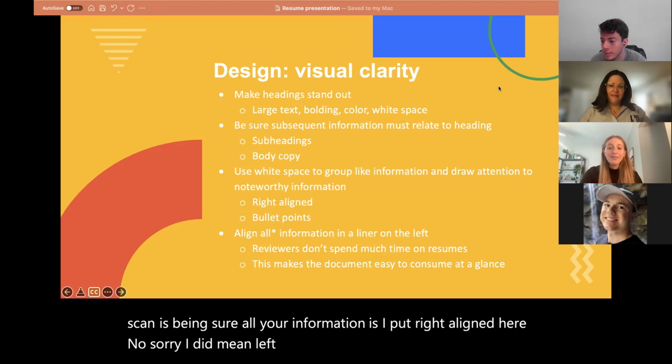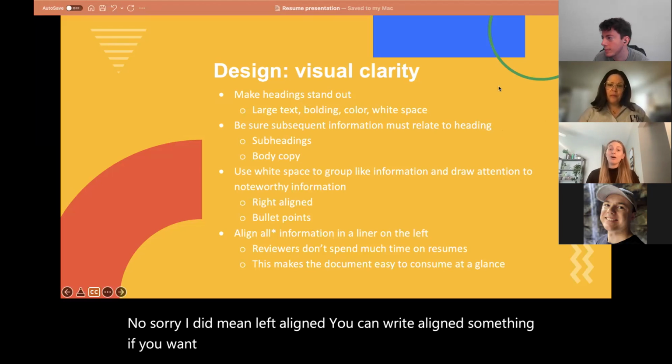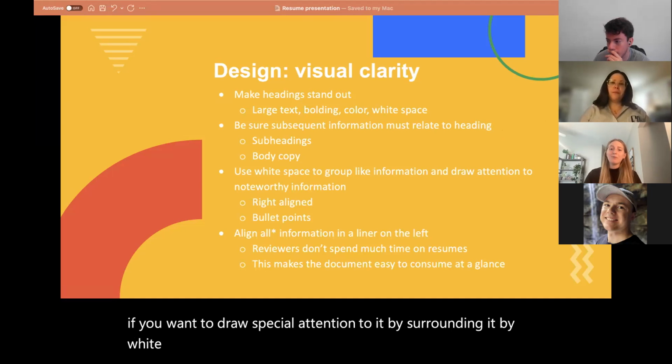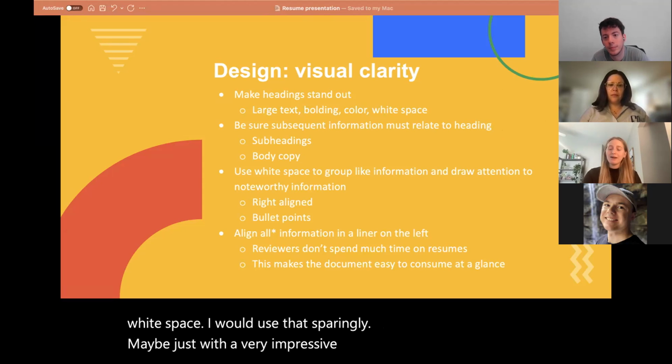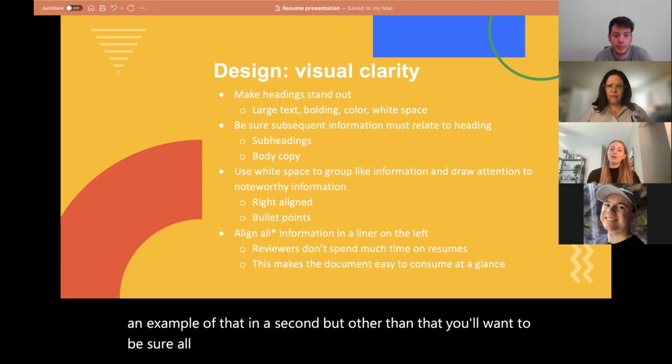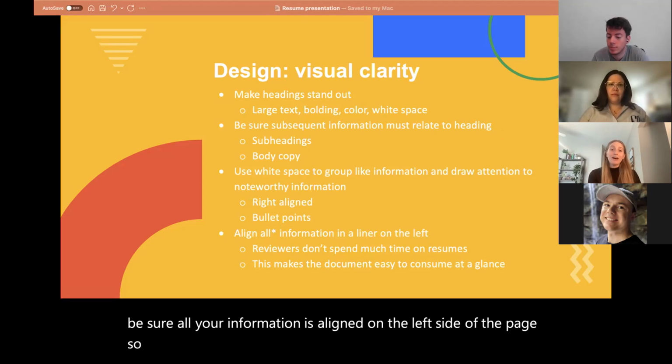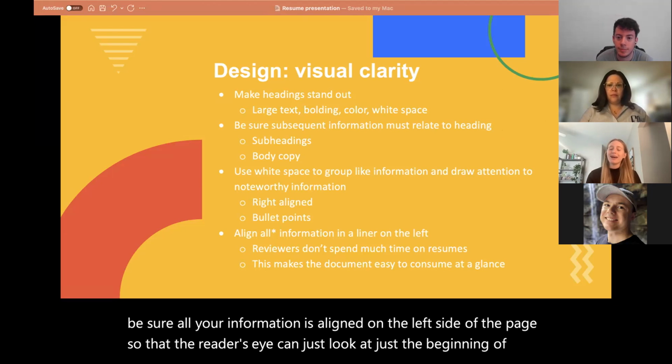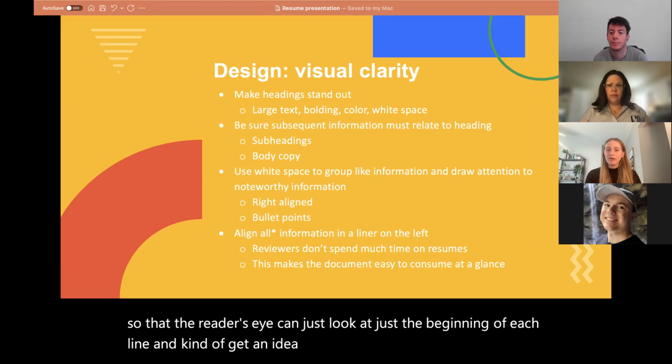You can right align something if you want to draw special attention to it by surrounding it by white space. I would use that sparingly. Maybe just with a very impressive GPA or something, and I'll have an example of that in a second. But other than that, you'll want to be sure all your information is aligned on the left side of the page so that the reader's eye can just look at the beginning of each line and kind of get an idea for what's included there.